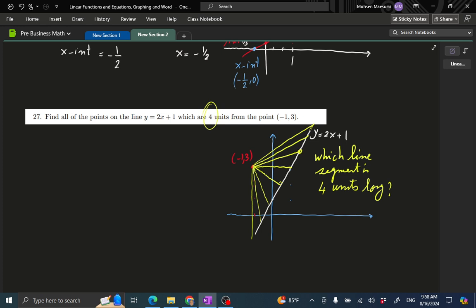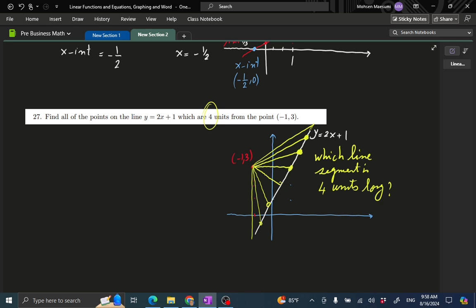Find, is it like this point? Is it this point? Is it this point? Where is it that my distance from that -1, 3 becomes 4? Well, it could be that there is no such point.